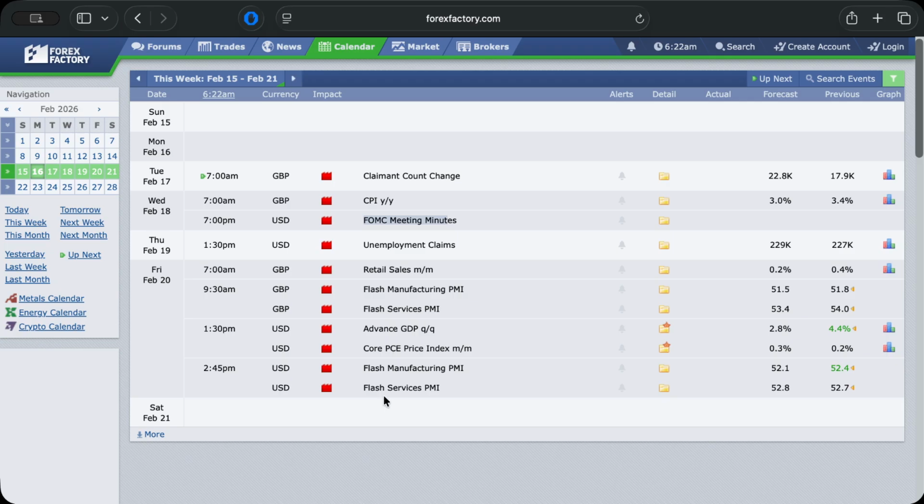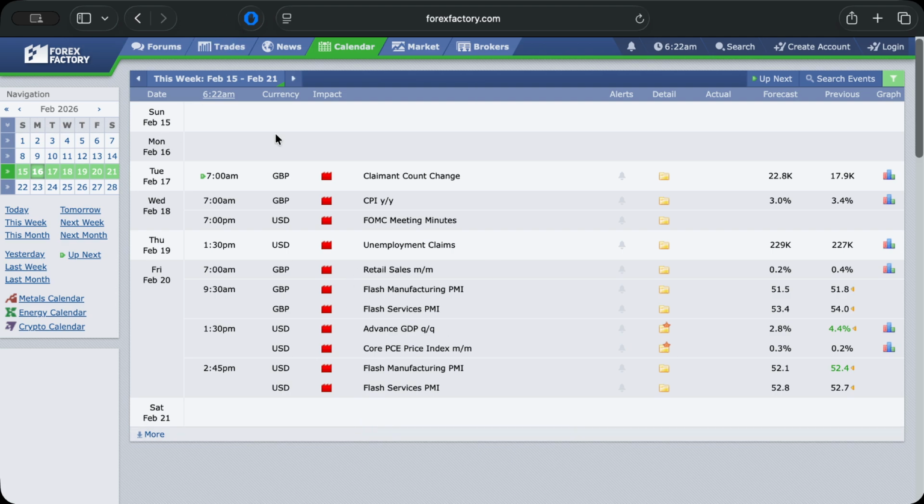And then, of course, we have the rest of the week. Thursday, unemployment claims. I would say we don't have much to expect there. And then Friday, retail sales for the pound. That's more medium impact news. So all of these are sort of medium impact news for the pound. And same for the USD, where we have GDP as well, and services PMI. All these are medium impact news events in the grand scheme of things.